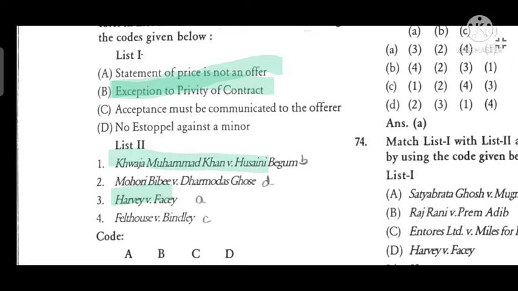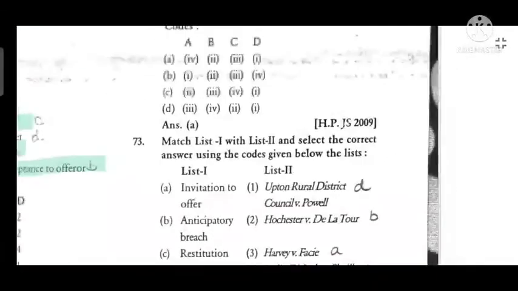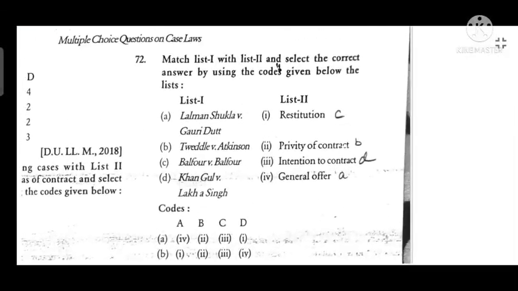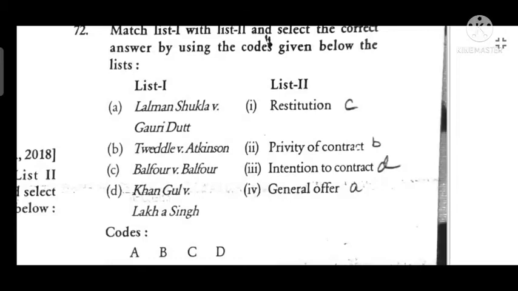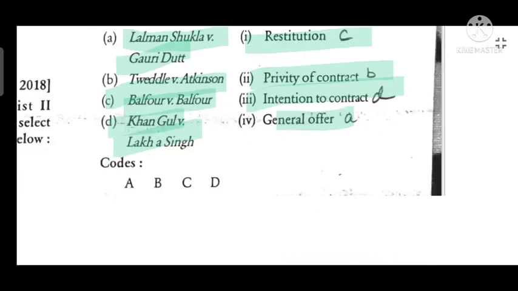Khwaja Muhammad Khan versus Hussain Begum. Acceptance must be communicated to the offerer. Felthouse versus Bindley. No estoppel against the minor. Mohori Bibee versus Dharmodas Ghose. Lalman Shukla versus Gauri Dutt, general offer. Tweddle versus Atkinson, privity of contract. Balfour versus Balfour, restitution. Khan Gul versus Lakhmi, intention to contract.